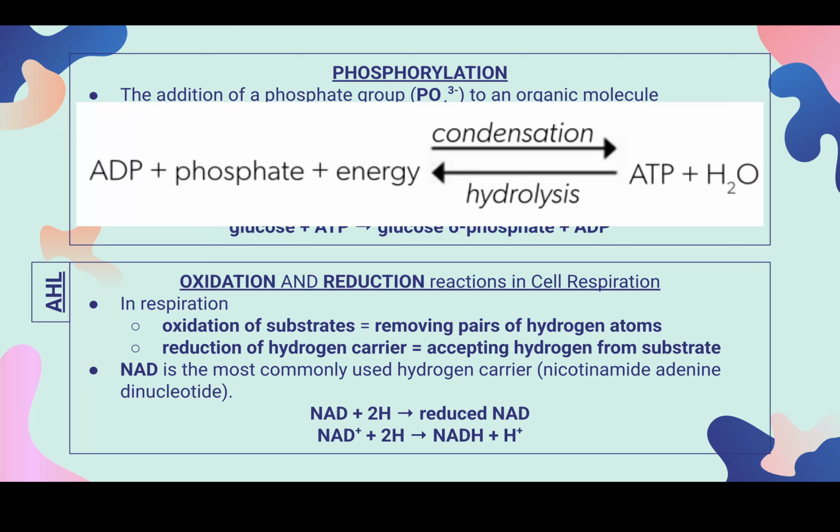But basically, NAD is the most commonly used hydrogen carrier in our body, and especially in cell respiration. And essentially, it just accepts the hydrogen atoms when the substrates are oxidized. Yes? Good? Okay.